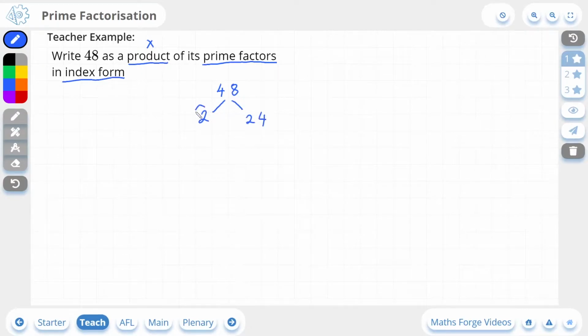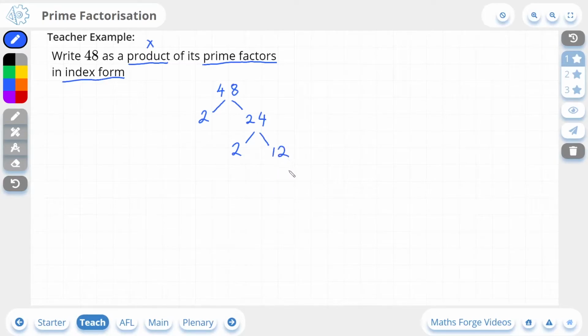Now, this 2 here is a prime number. And to be more precise, it is a prime factor of 48. And so once you've written down a prime factor, you can't break them down any further. They stay as they are. But this 24 can still be broken down further. And you ask yourself the question again, what's the smallest number other than 1 you can divide into 24? And in this case, it's 2 again. And if we do 24 divided by 2, we end up with 12.